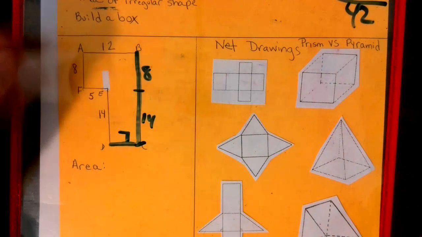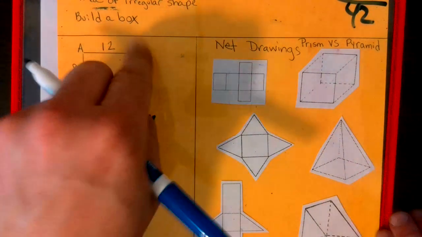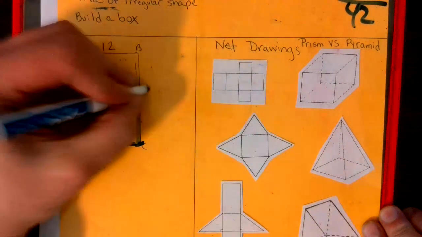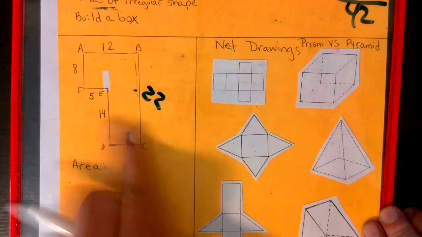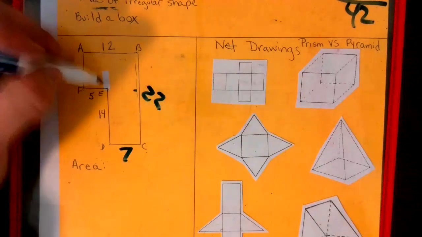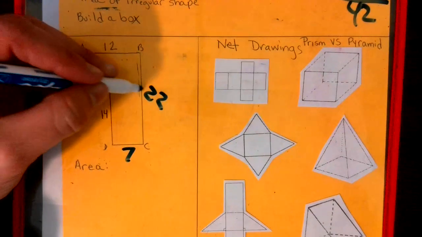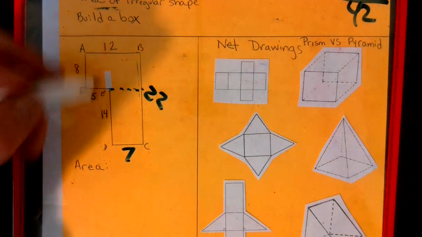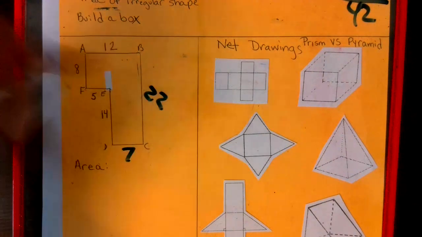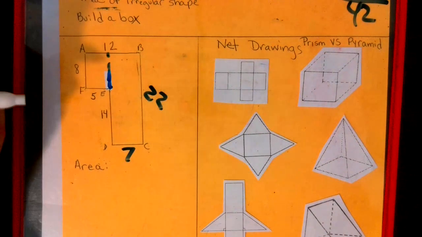So now I get to cut this shape. Okay, I'm going to get rid of this. I'm going to put 22 just in case. I'm going to keep that 7 down here. You can cut this shape like this, or you can cut this shape like this. That is up to you.